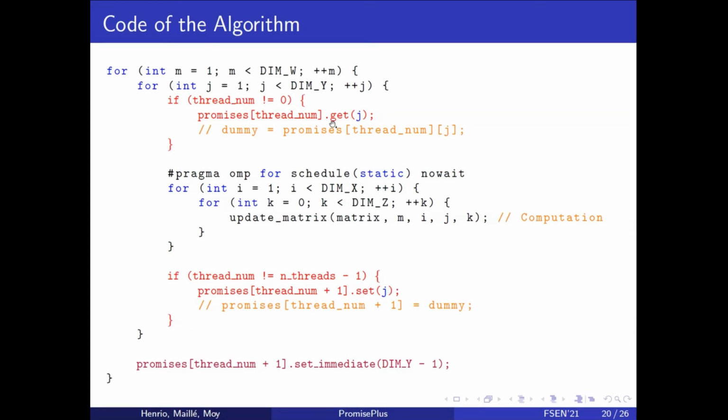So you may notice that we discard the return value of get and we don't pass a value as parameter to set. This is because we had access to the global matrix, so we didn't need to actually put values inside the promise. We just needed the promise to act as an indicator of readiness.